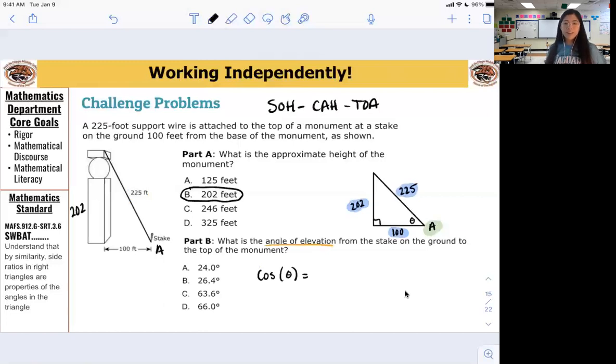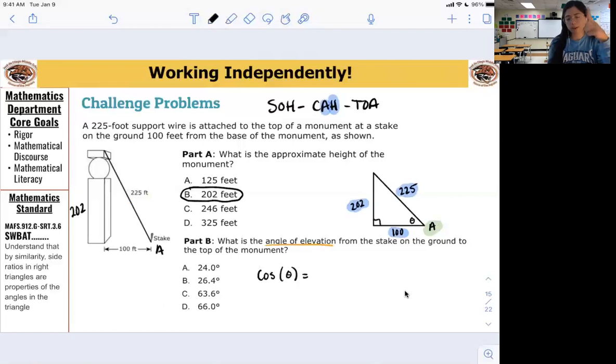Write it down in your notebook so you don't have to think of it in your head. It's C-A-H, adjacent over hypotenuse. So try it again, Rios. What would be adjacent over hypotenuse? It would be 225 over 100, I think.